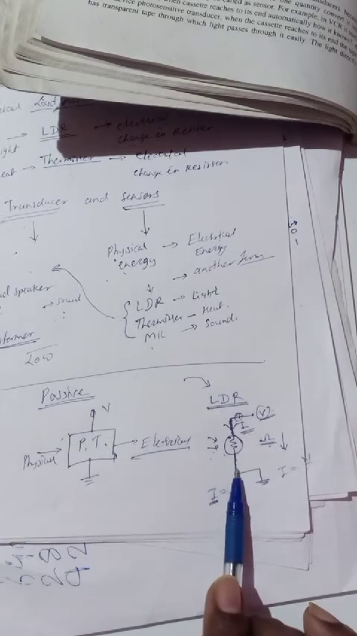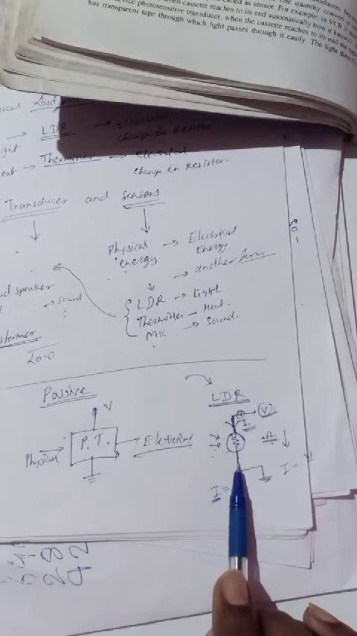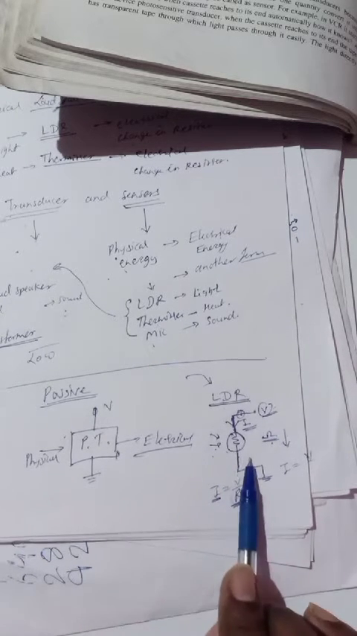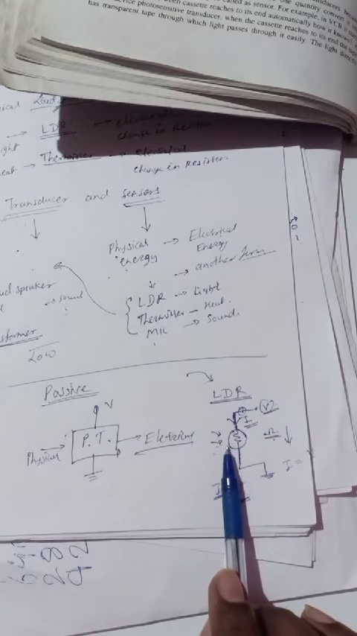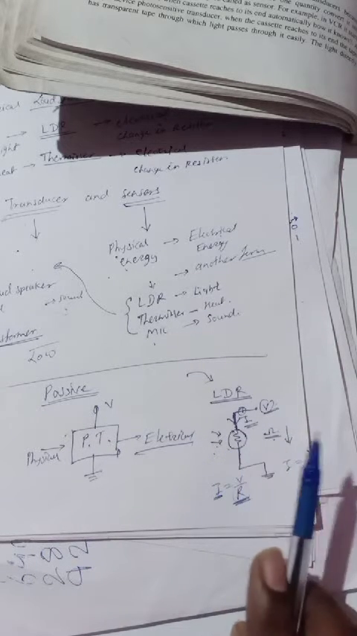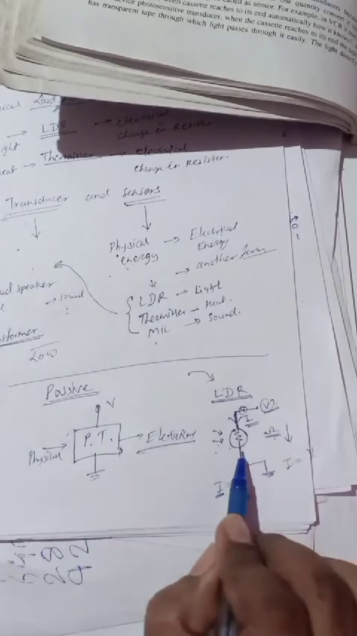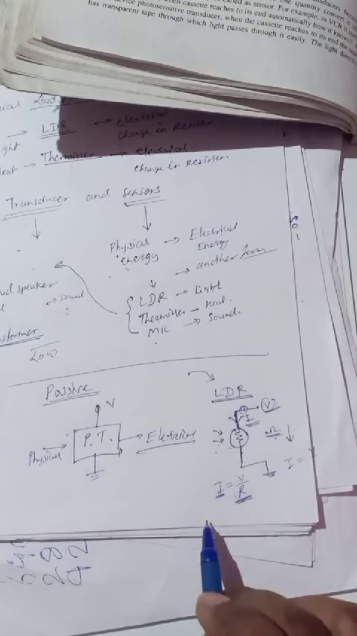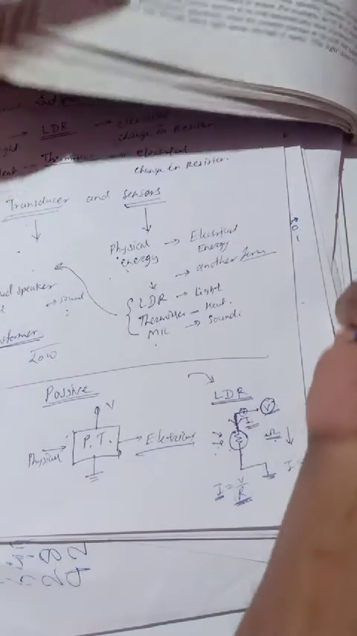This kind of sensor is known as a passive sensor, a passive transducer. It is a sensor, but the common word is transducer. Transducer and sensor are both the same. So this LDR is a passive transducer which requires an external voltage source. That is written here.